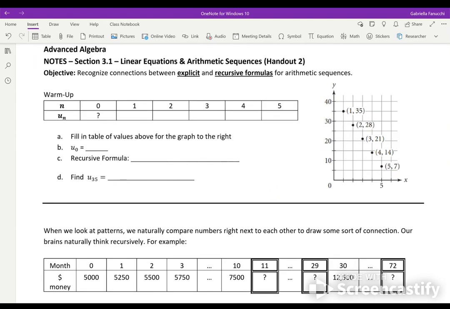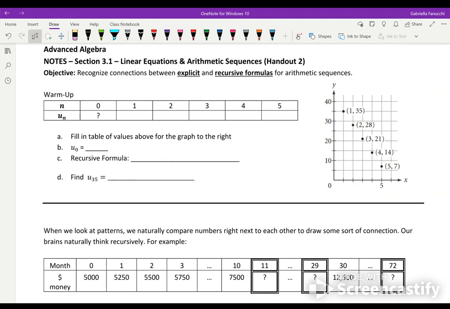We have a table, and then we're looking at u sub n. So again, n is our term, and then we have the next term, or the value. Okay, so we want to know the first term, what the value is going to be. If we look at our points, we can see that's 35. Okay, so then again, 28, 21, 14, and 7. So B wants us to find u sub 0.